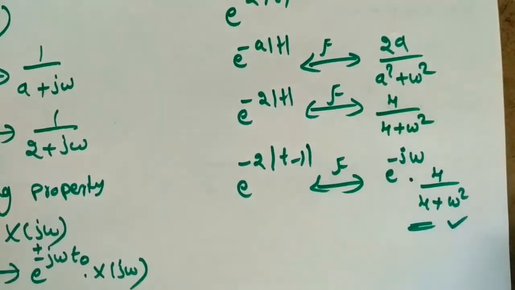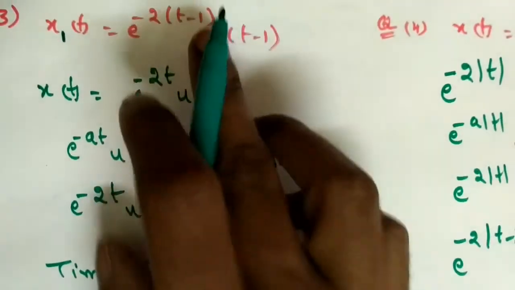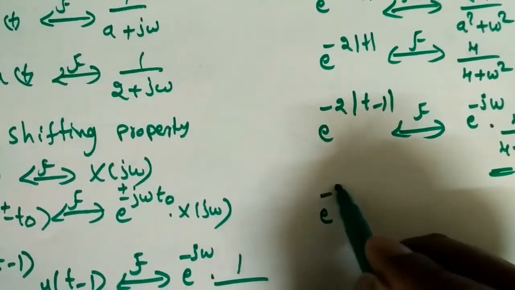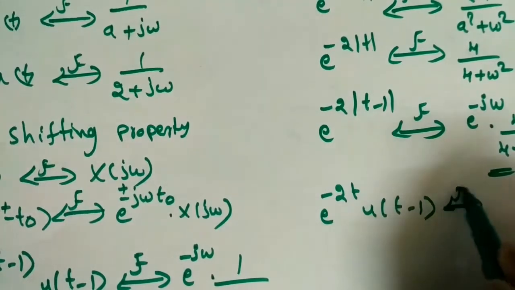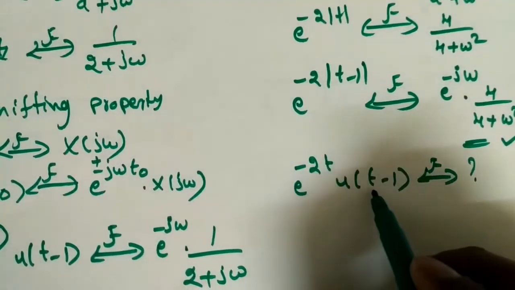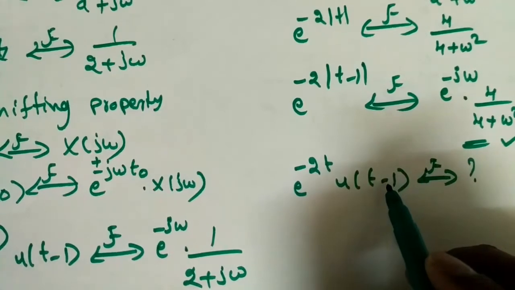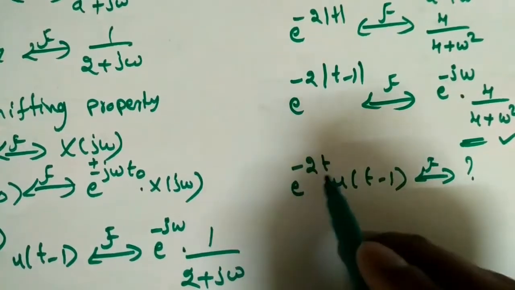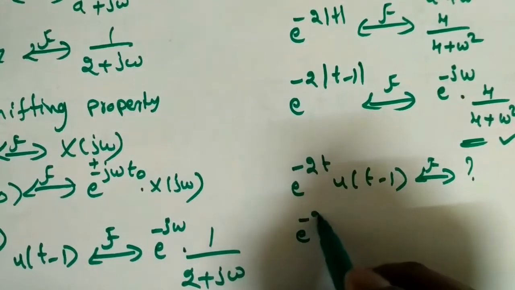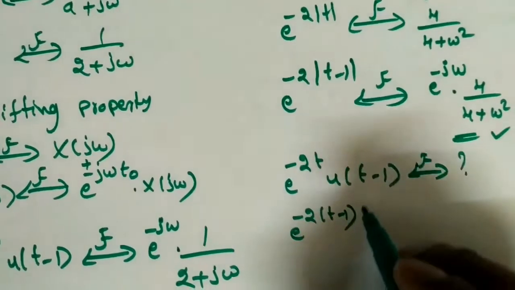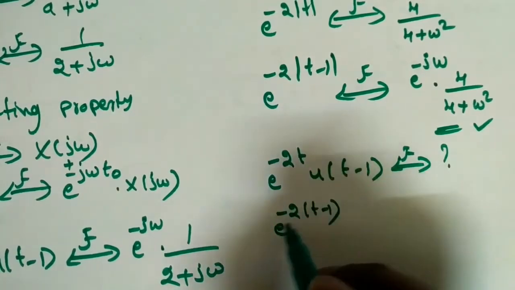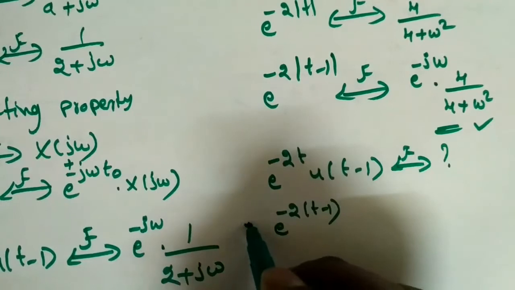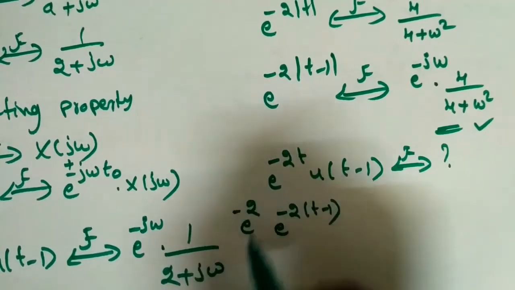Now, you may get a doubt: what happens, suppose in this question I have e power minus 2t u of t minus 1, something like this. Then, what is the Fourier transform? Even there is a shifted version here, right? Minus 1. So, what we do is, we will make this as e power minus 2 into t minus 1. So, what extra did we add? Minus 2 into minus 1, so minus 2 plus 2 we added. It will be added here again, plus 2.